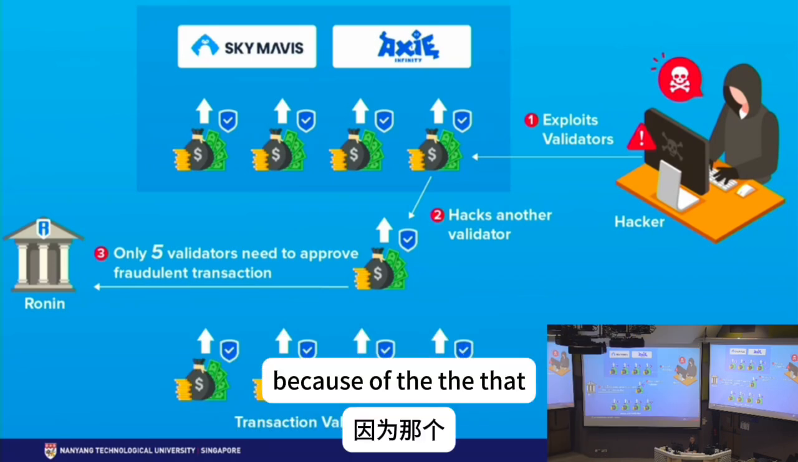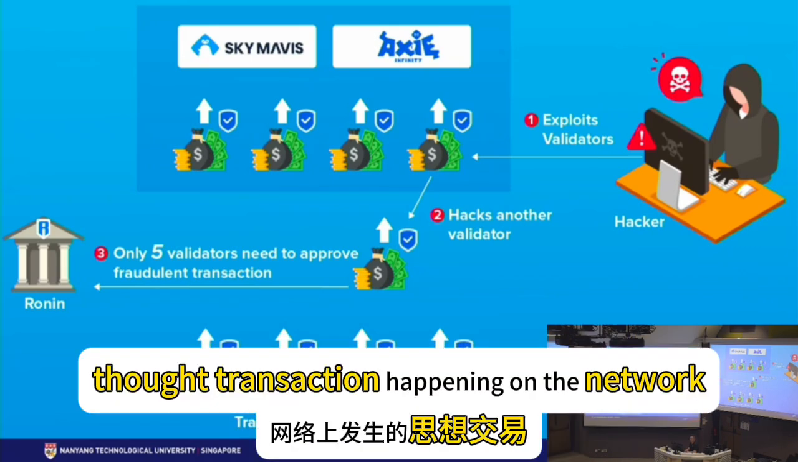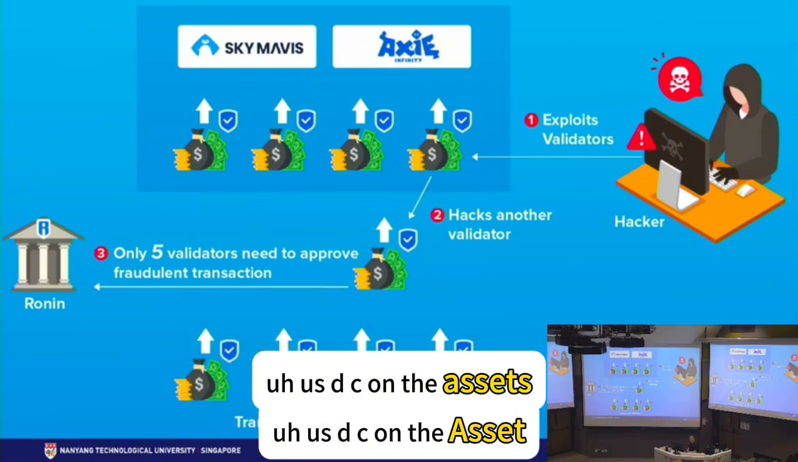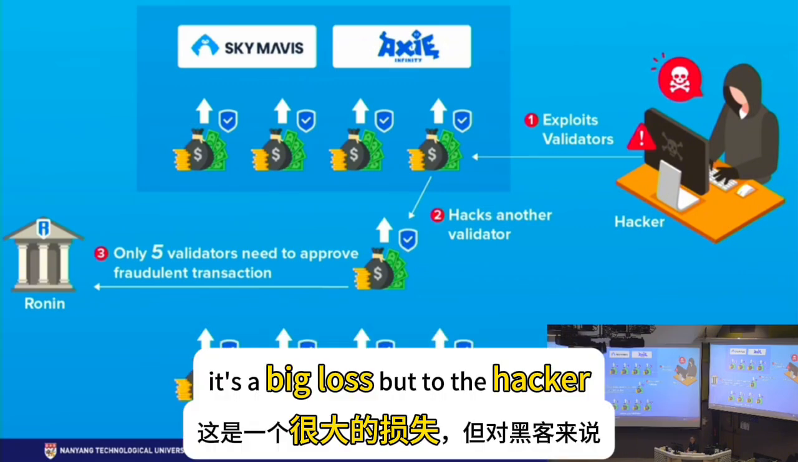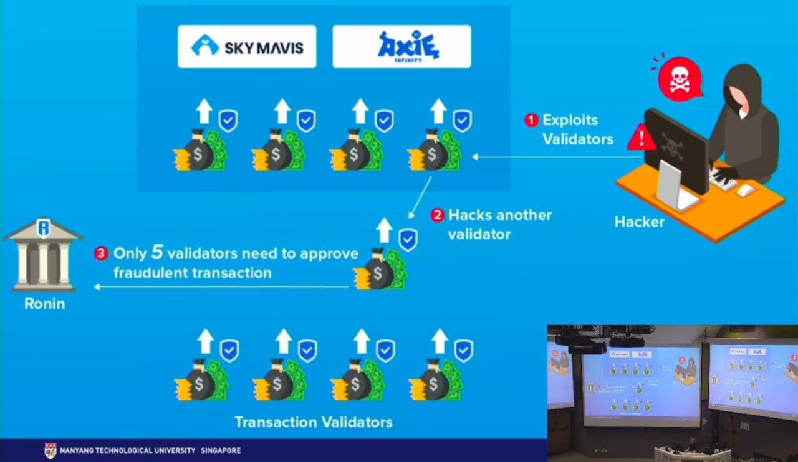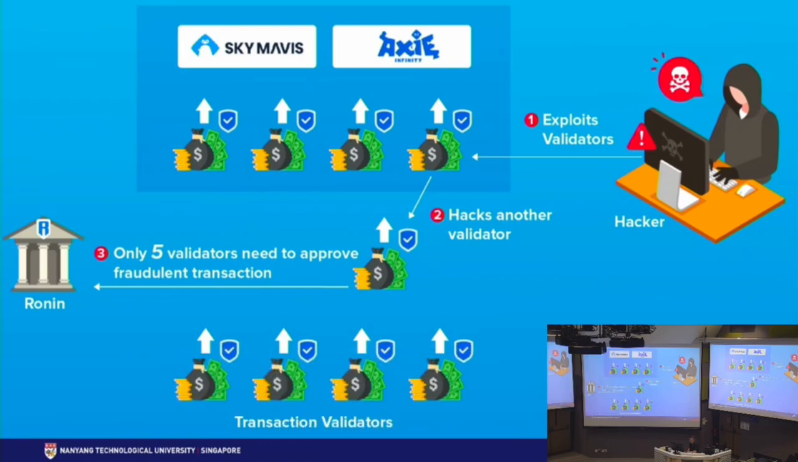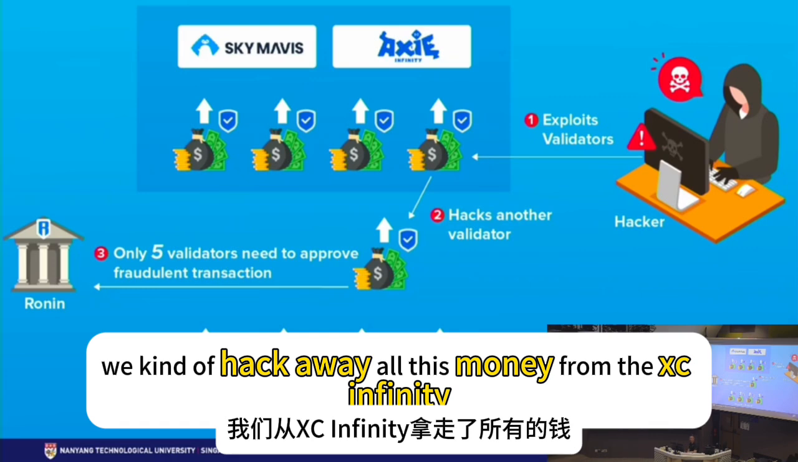Because of that fraudulent transaction on the network, Ronin or Axie Infinity lost about, I think, 16 billion USDC in assets. It's a big loss. But to the hacker, they took a lot of energy and resources to hack the system. They kind of hacked away all this money from Axie Infinity.